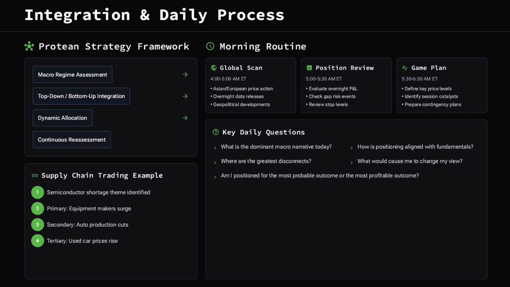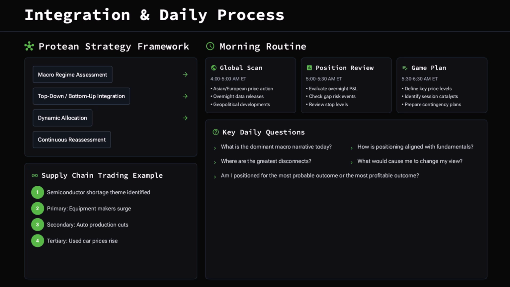Macro investing thrives on daily discipline. Start each session with 3 steps. Scan global price action and overnight data releases. Review your current positioning and risk levels. Then prepare for the day ahead by identifying key catalysts and setting contingency plans.